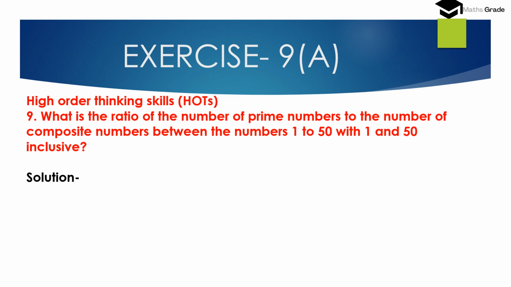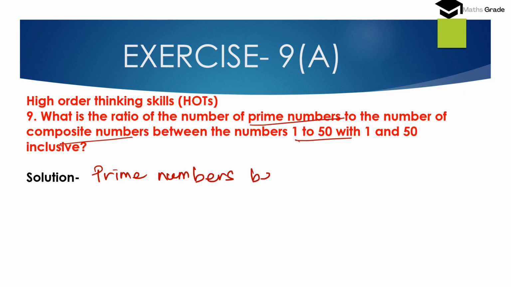Now we will solve question number 9. High order thinking skill, HOTS question. What is the ratio of the number of prime numbers to the number of composite numbers between the numbers 1 to 50, with 1 and 50 included? So first we have to find the prime numbers between 1 and 50. Prime numbers have only two factors, that is 1 and the number itself.